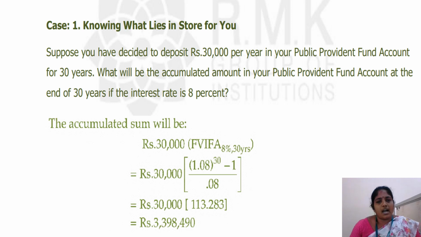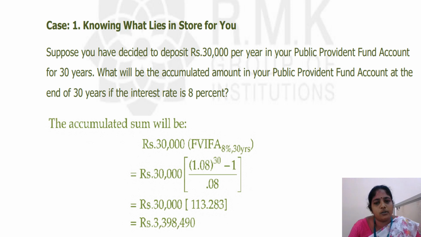Suppose you have decided to deposit 30,000 per year in your public provident fund account for 30 years. What will be the accumulated amount in your public provident fund account at the end of the 30 years? Your annual amount is 30,000, and you are going to calculate after 30 years with an interest of 8%. So we have to apply these values in the formula.